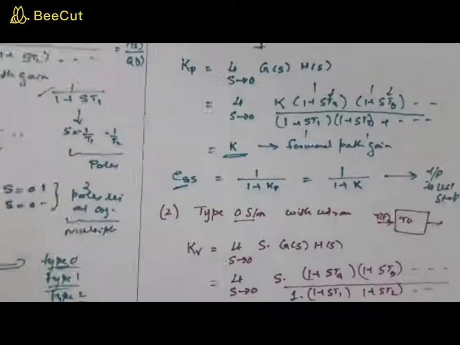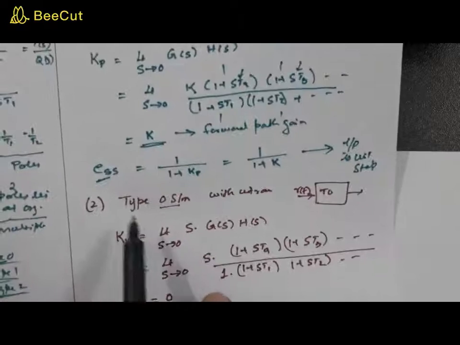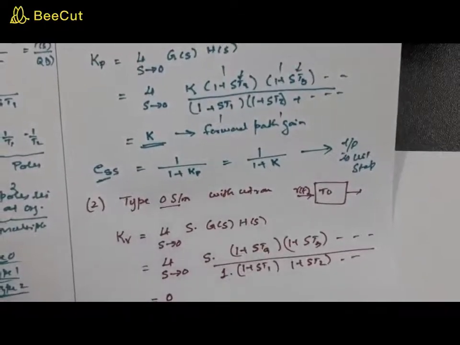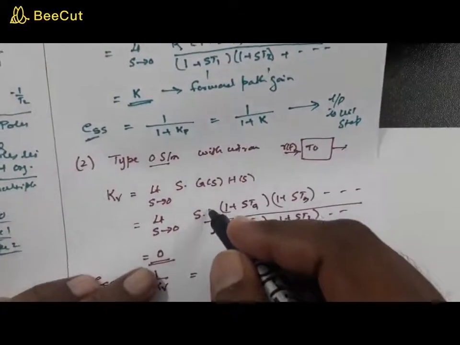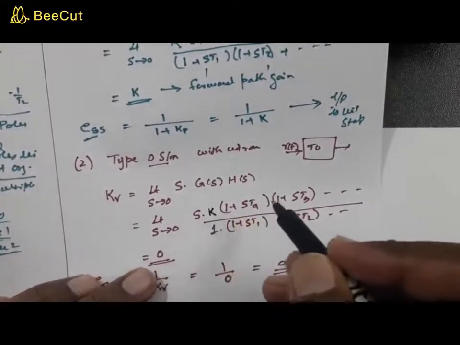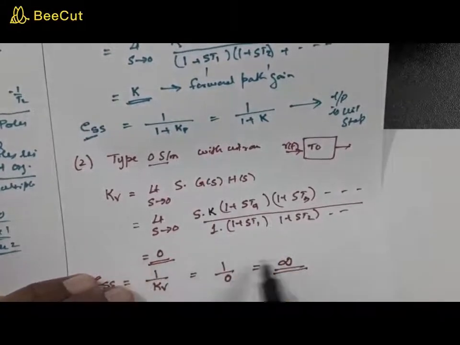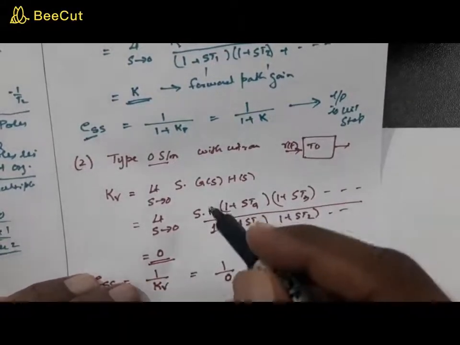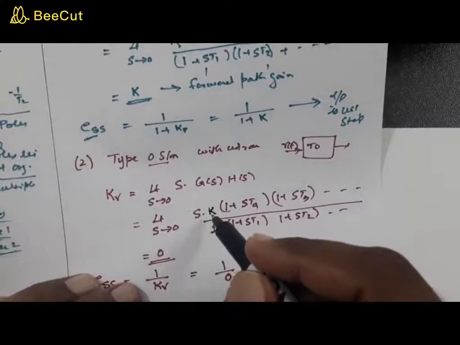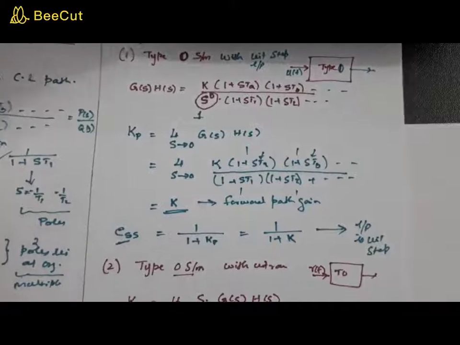Okay. Now there is just a simple correction in the second one. For the type 0 system with a unit ramp, there is a k also here, so you may just correct it to s into k into (1 plus sT). That has got no relevance here because the value is infinity. Anyway, you should add this k. Okay, this k has to be written here as well.